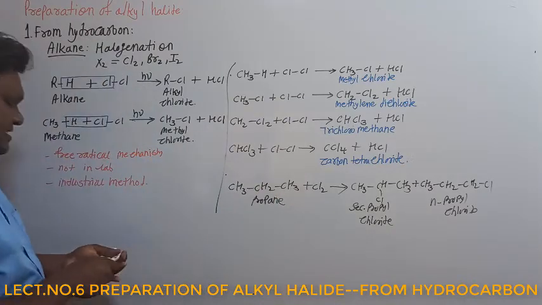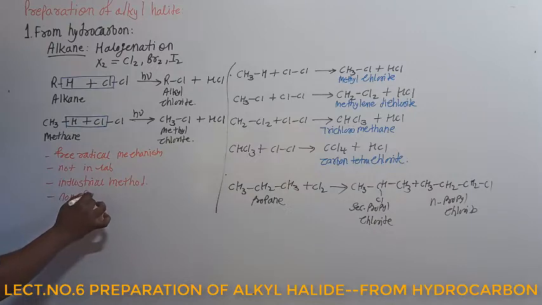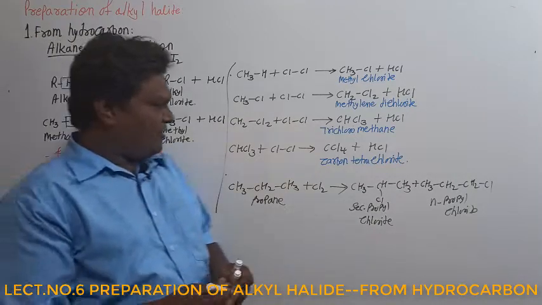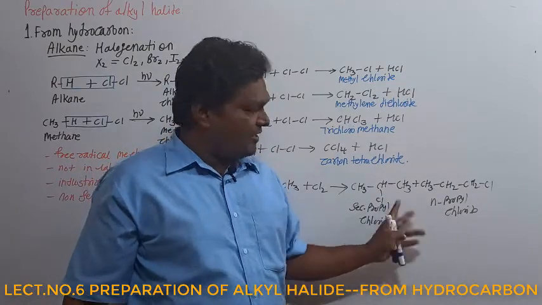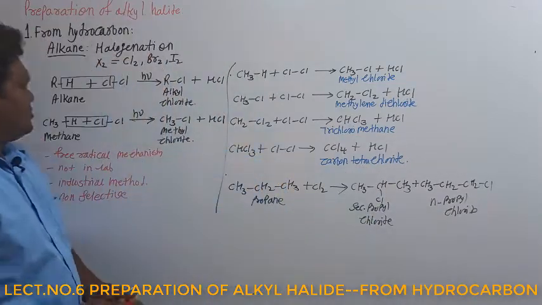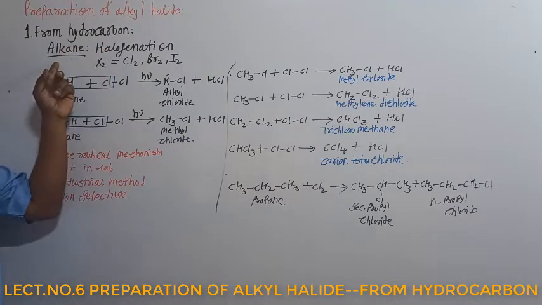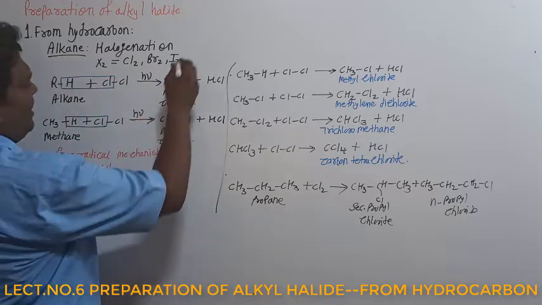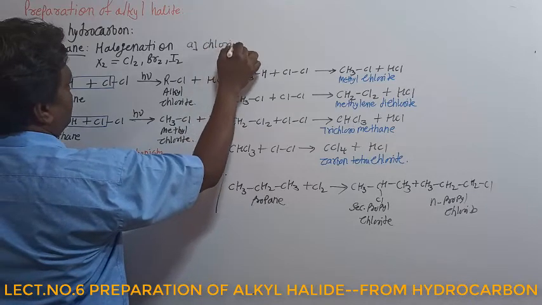That means this is a non-selective reaction. So you are not able to say that you are going to get a secondary propyl chloride only, not an N-propyl chloride. You are going to get a mixture. Okay? So first, a hydrocarbon, an alkane, undergoes halogenation. That first we have seen is called halogenation, which is chlorination first.